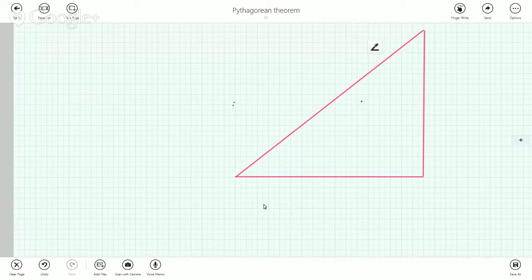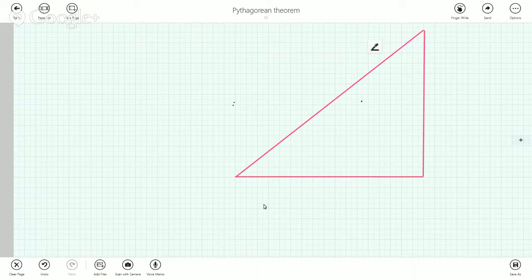Okay, today I will discuss briefly one of the most widely used theorems in mathematics, and that is the Pythagorean theorem. And I will give a few examples.